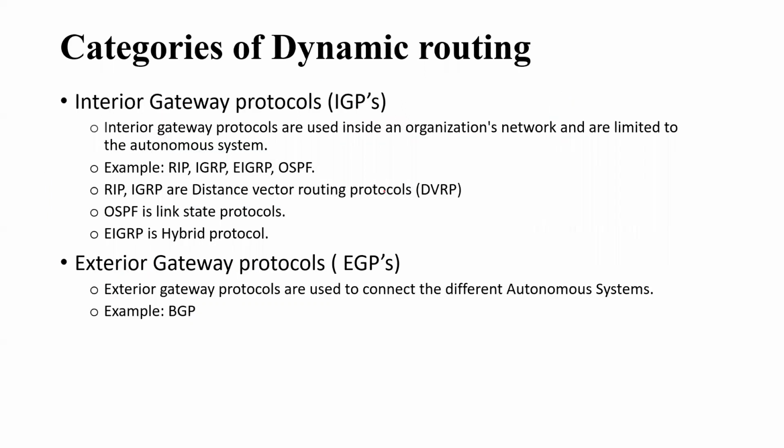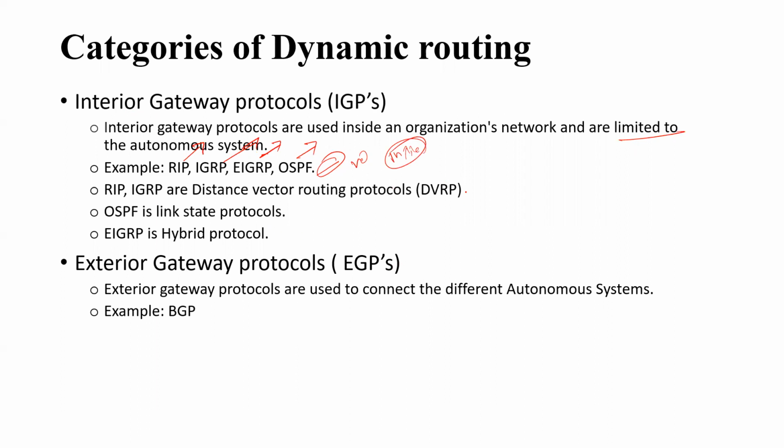So we're discussing IGP and EGP, right? IGP is nothing but interior gateway routing protocol, used inside the organization in the network. These are limited to an autonomous system, that means inside the organization only. We have protocols such as RIP, that is routing information protocol, interior gateway routing protocol, enhanced interior gateway routing protocol, and open shortest path first. These are the four routing protocols available to configure routing inside the organization.